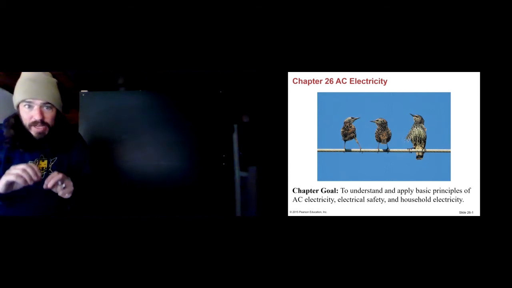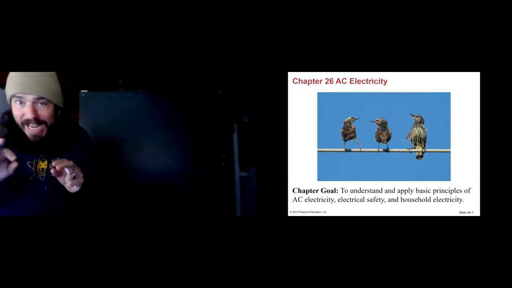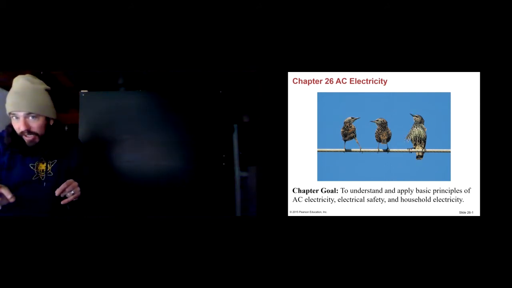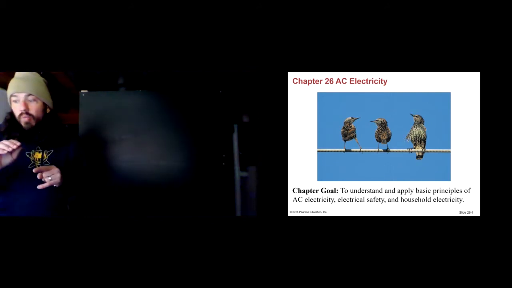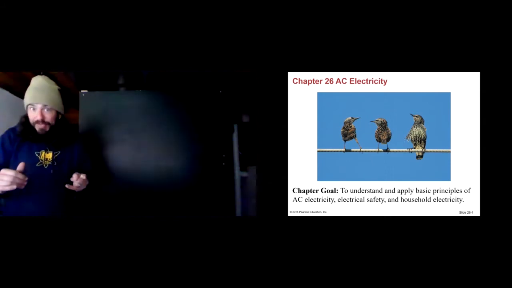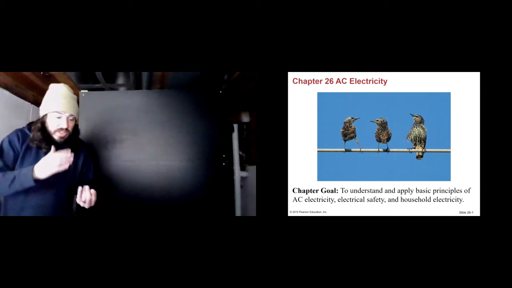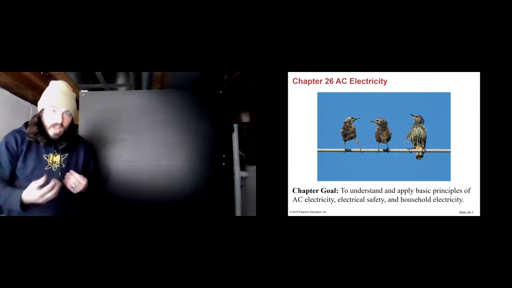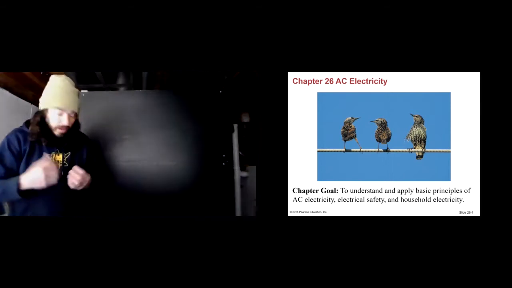Today, we're going to talk about Chapter 26 and about AC electricity. Now, AC stands for alternating current. And most of what we've been talking about so far has been DC, or direct current. In direct current, the electricity always flows in one direction, whereas in alternating current, the electricity wiggles back and forth.